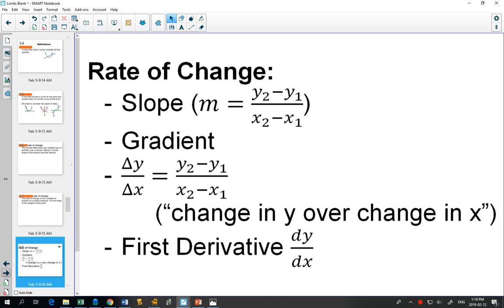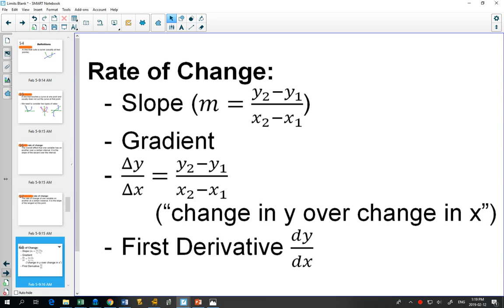So we represent rates of change as a bunch of different things. And you've seen already slopes with lines. Lines have slopes. Rise over run. That's a rate of change. How much one thing changes with another. Another word for slope is gradient.